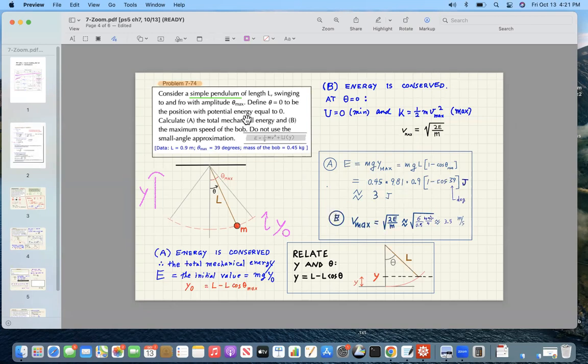And then part B is to calculate V max. Well, V max will just be the square root of 2E over m. And you calculated E in part A. So you just put that into the value of E, and that'll give you V max.